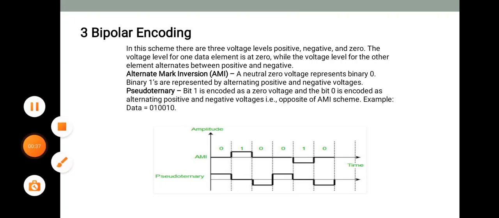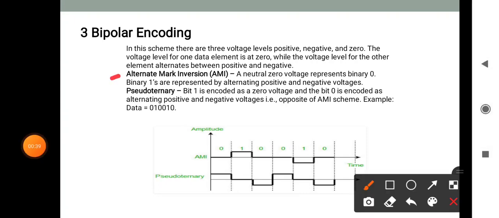First type is alternate mark inversion, that means AMI. The neutral 0 voltage represents binary 0, and binary 1 is represented by alternating positive and negative voltage. See, this is the representation for alternating positive and negative. This first one is alternate mark inversion.